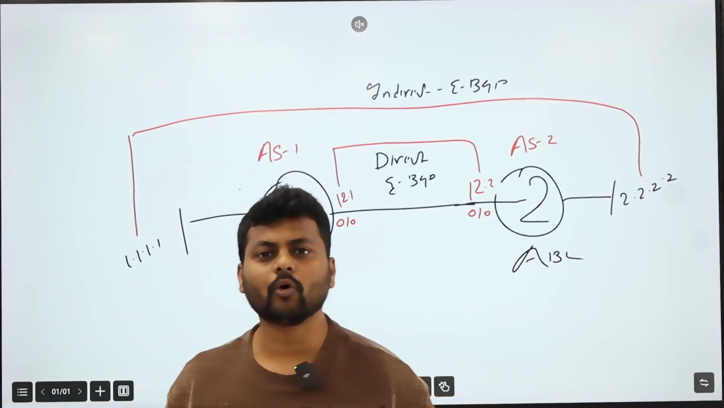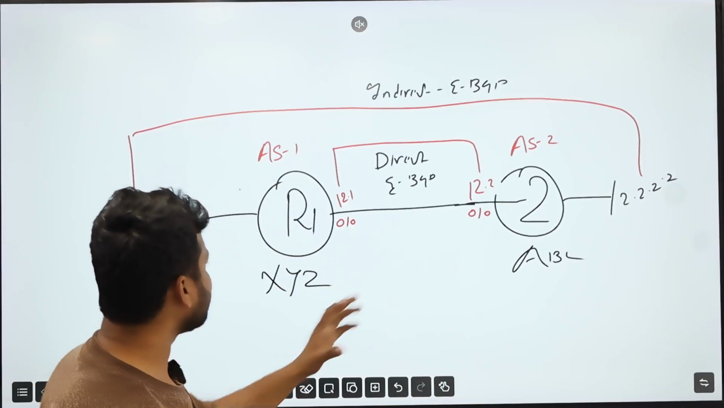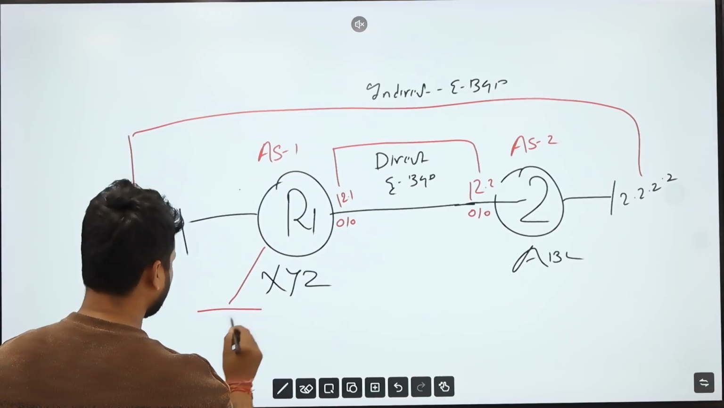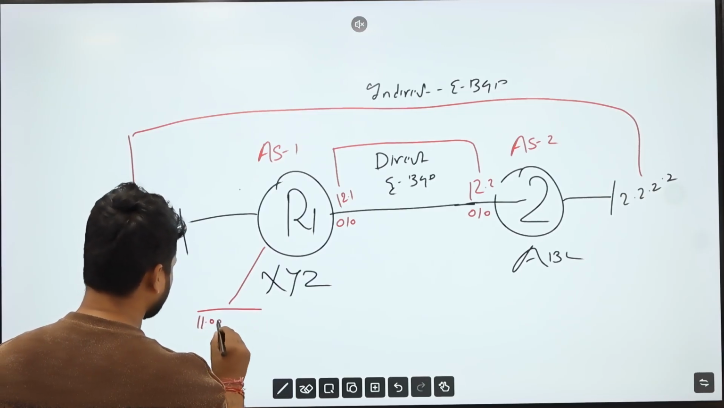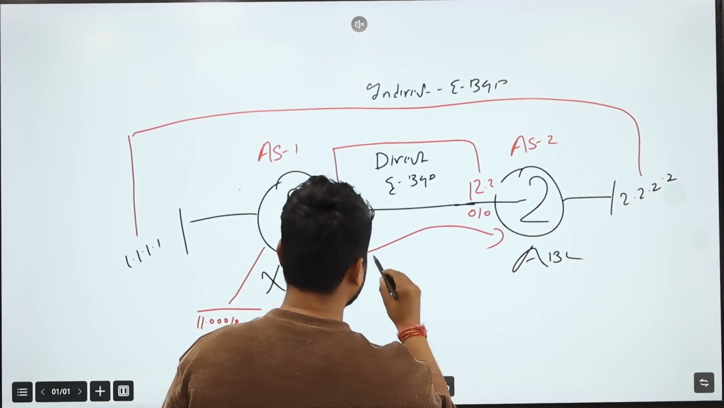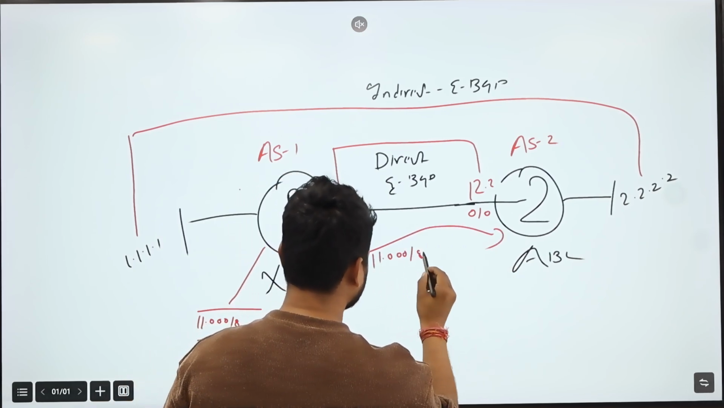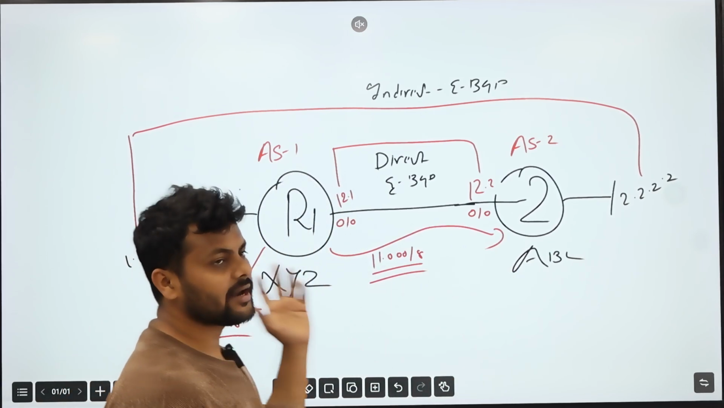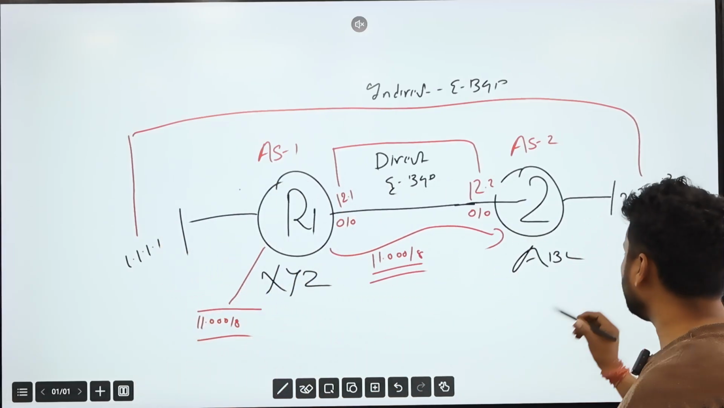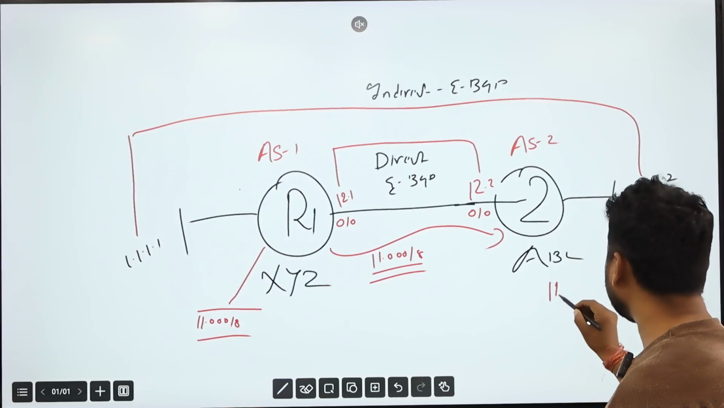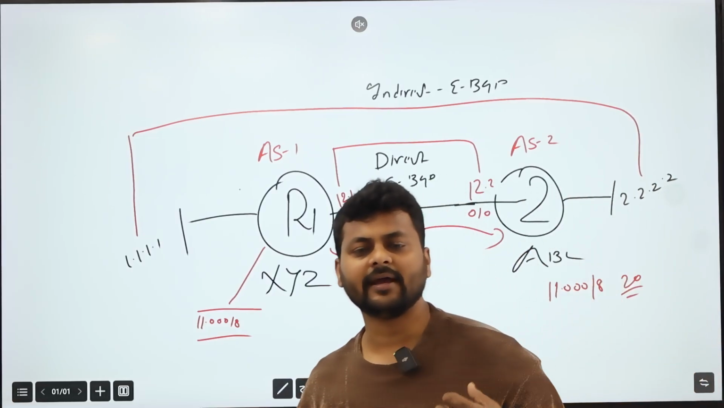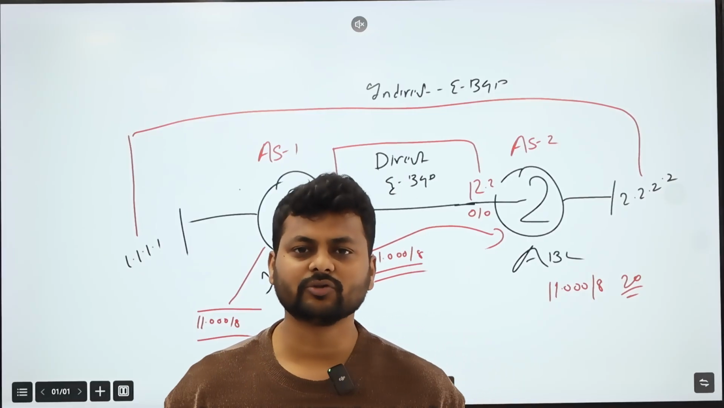Now I'm going to add one more point. Let's say I have a route behind router number 1, for example 11.0.0.0/8. When I advertise this route from router 1 to router 2, this update packet is going to carry the routing information. When router 2 receives this route, it is going to install it in the routing table with an AD value of 20. So eBGP uses AD 20, whereas iBGP uses AD 200.